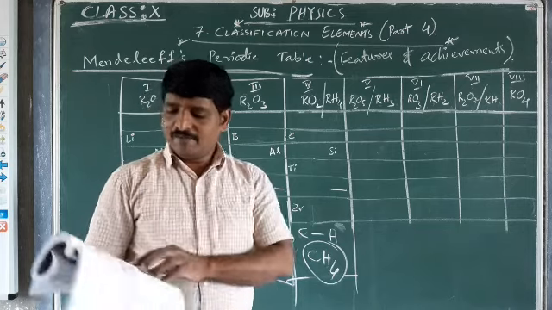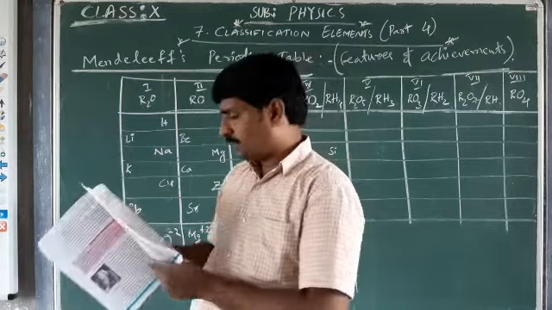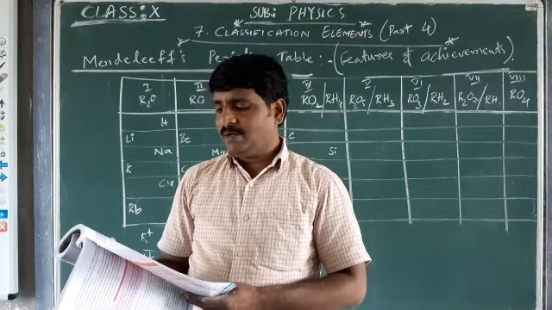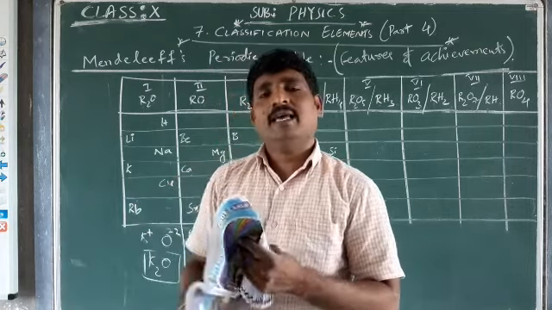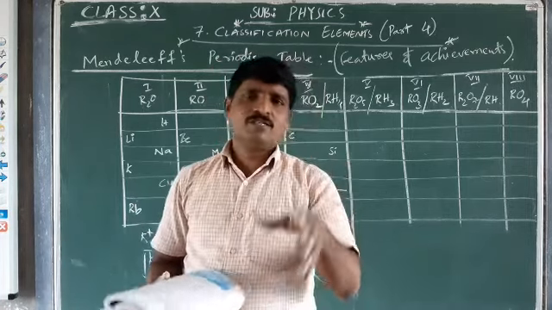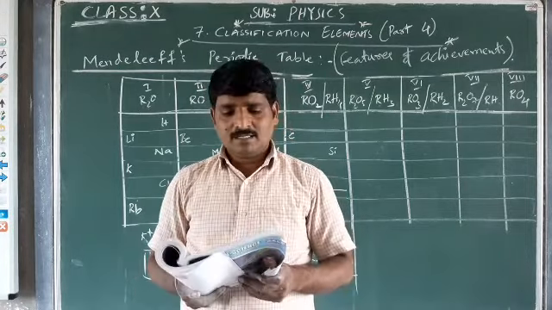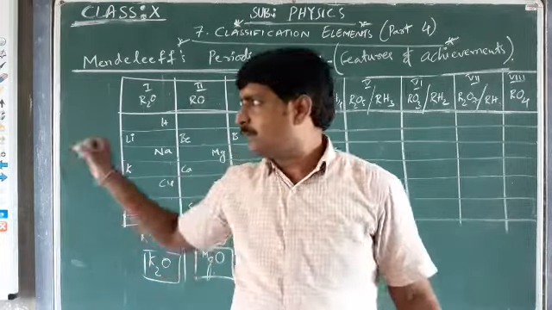Whenever we talk about this one subgroup A, lithium, sodium and potassium, rubidium resemble each other very much in their properties. They will have very close resemblance. Next we have periods. First one is groups and subgroups, understood.